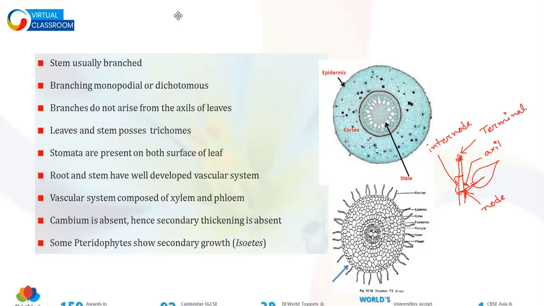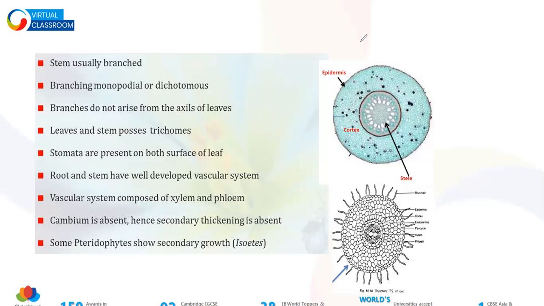Ma'am, repeat axil again. It is the angle from which the branch is coming out. Consider there is a stem. One branch is coming out of this. This angle is known as the axil. Understood?